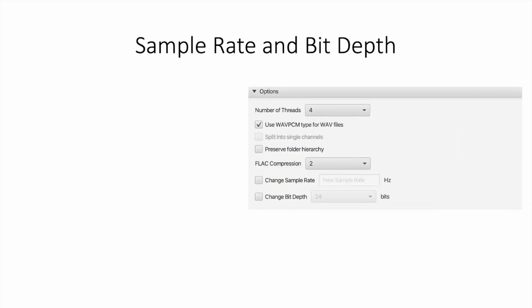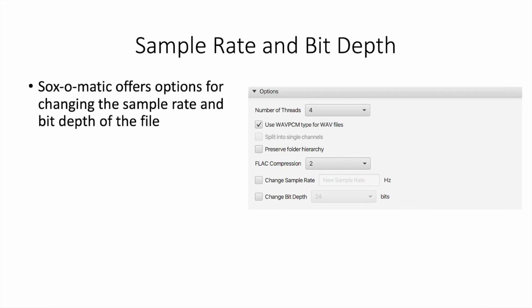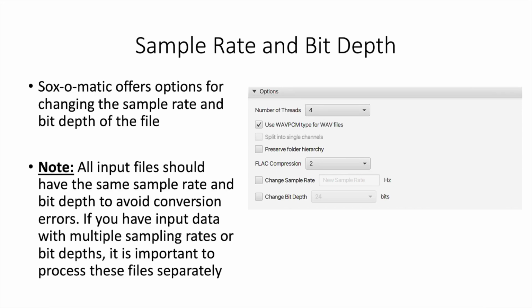Sox-o-matic also offers options for changing the sample rate and the bit depth of files. One important note here: if you're processing files that have multiple sample rates, you should do these in different runs of the program. All input files should have the same sample rate and bit depth to avoid conversion errors. If you have data with multiple sampling rates or bit depths, that's great, but it's important to process these separately. So you would put them in separate folders, and then you could select the same output folder, for example.